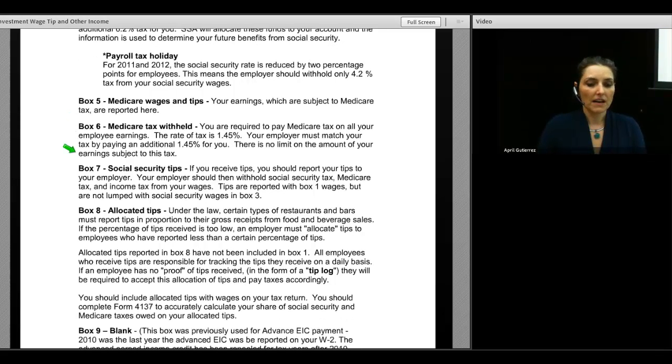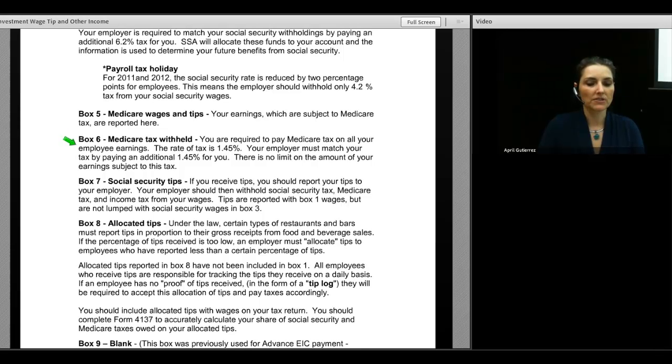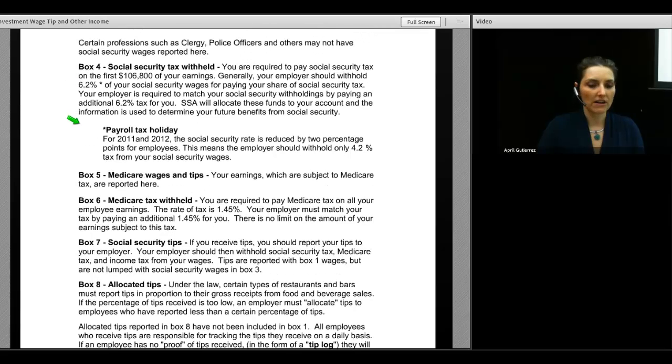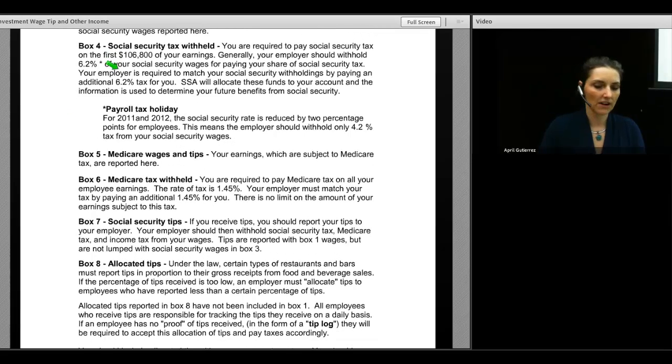All right. Medicare tax withholding rate is 1.45%. There is no limit on the amount of wages you earn that is subject to Medicare tax. So if you earn $500,000 on a W-2 or $1 million on a W-2, you will pay that 1.45% on the full amount. But Social Security, you max out at that top limit amount of $106,800.